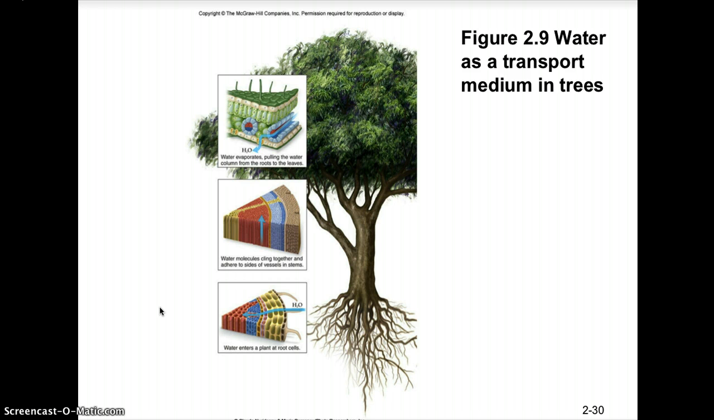So what drives that process is as water evaporates, it pulls the water column from the roots to the leaves. So you have water that is evaporated from the leaves, and we'll talk about that a lot more when we get into photosynthesis, and that helps kind of create that suction force to pull water up the tree.